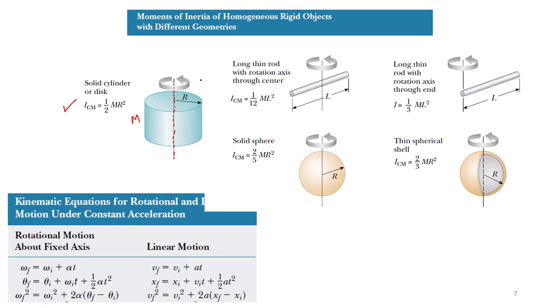Now my question is, what happens if I shift the axis of rotation here? I call this axis axis 2. What is the moment of inertia around axis number 2?